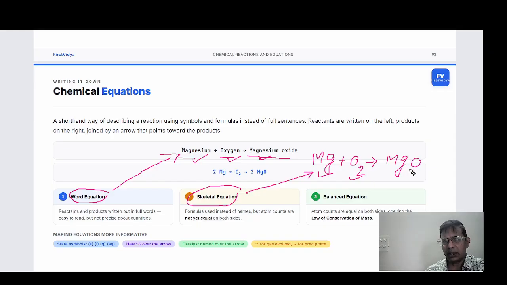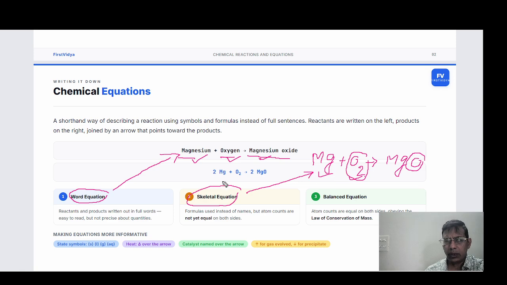We can see that here two oxygen atoms are there, and here only one oxygen is there, right? So this is the skeletal equation. And what is the balanced equation? All the counts are equal. After this, we have to balance it, like here two oxygen is there, here only one oxygen.